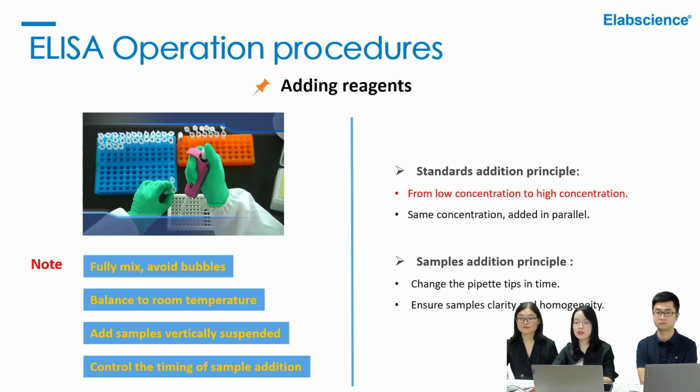And then suspend the pipette vertically to add samples, to prevent the pipette tip from touching the wall or the bottom of the well. At the same time, it's also recommended that the sample addition time be controlled within 10 minutes to ensure a consistent initial reaction rate between the different wells.